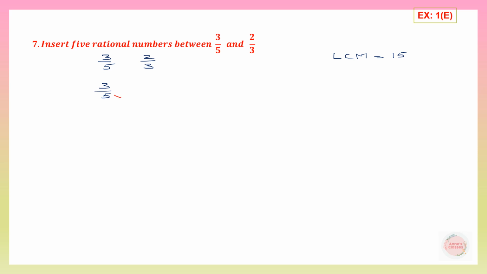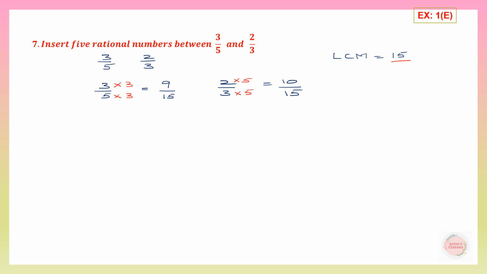How can we change that? By multiplying the denominator by 3. 5 threes are 15. So multiply the numerator also by 3. So here we get 3 threes are 9, 5 threes are 15. Now take the second rational number, that is 2 by 3, and here also look at the denominator. We have to change it to the LCM, which is 15. So we multiply 3 into 5. 3 fives are 15. So multiply 2 also into 5. So here what do we get? 2 fives are 10, 3 fives are 15.